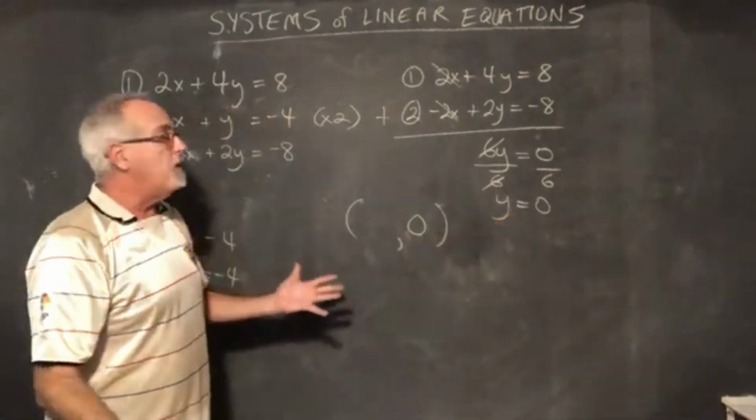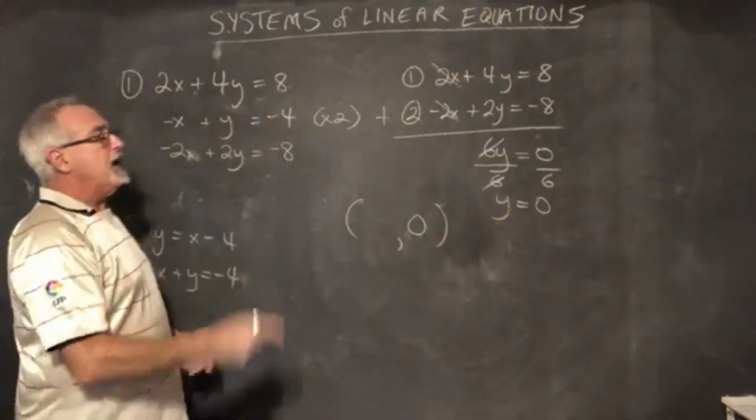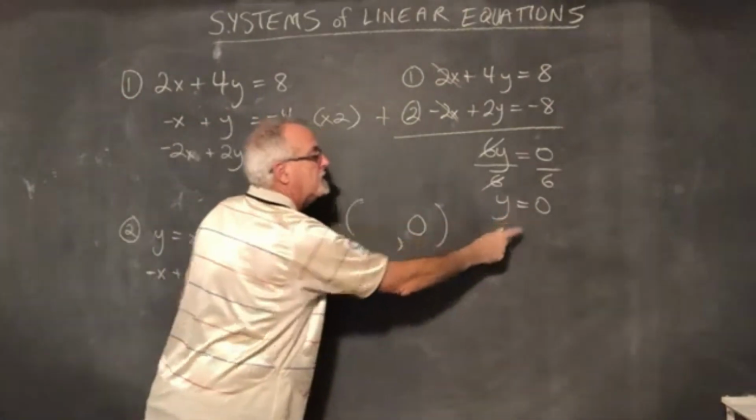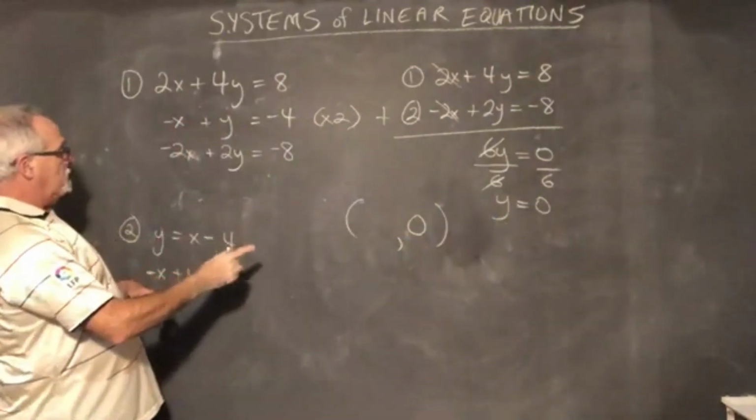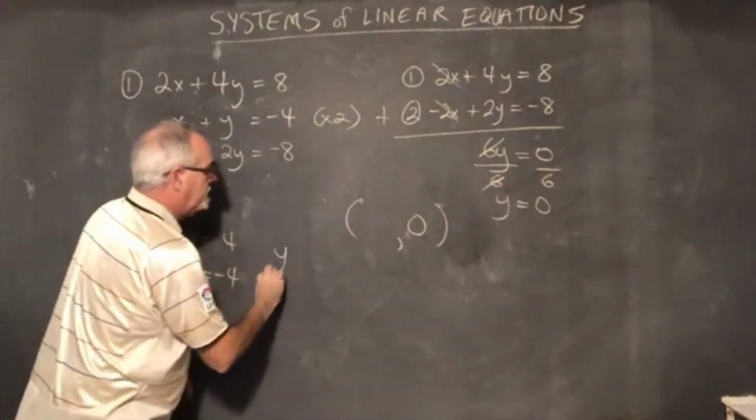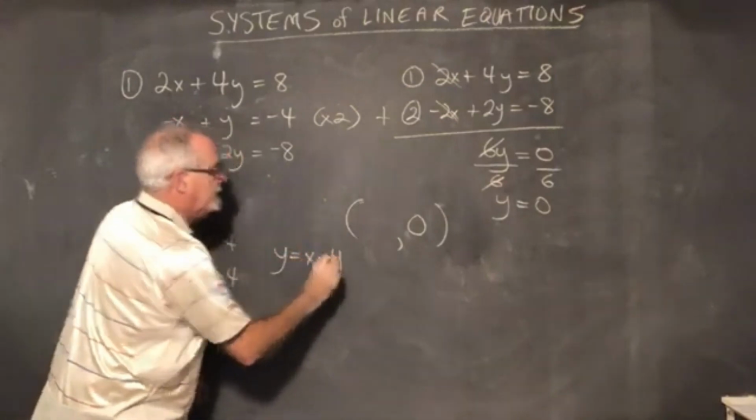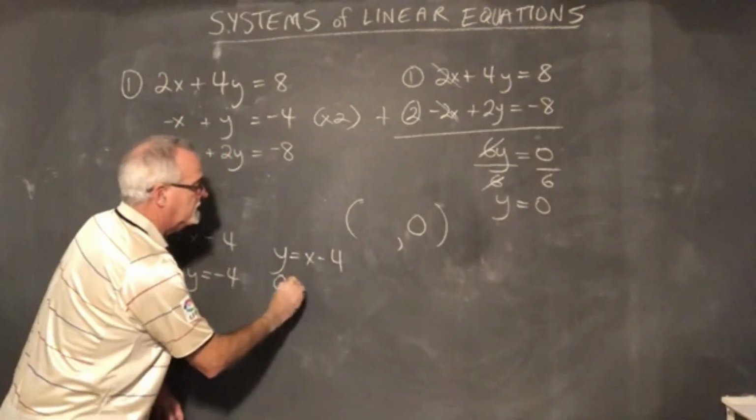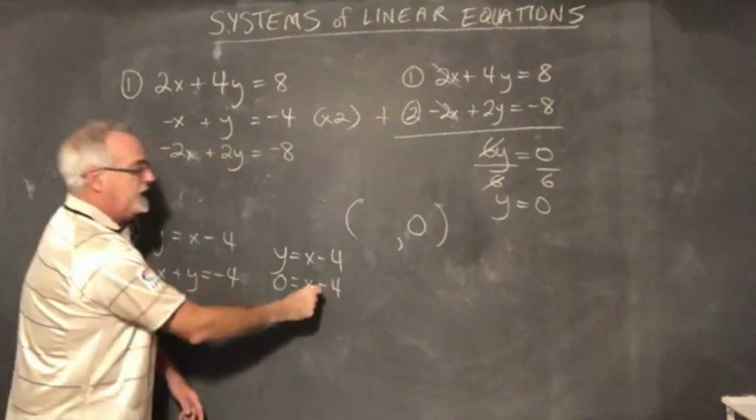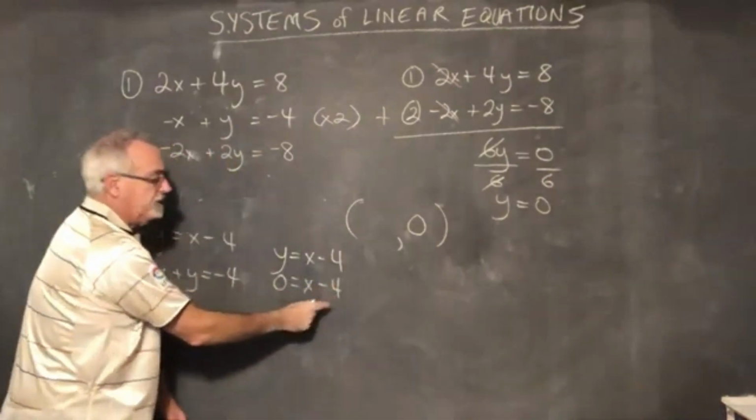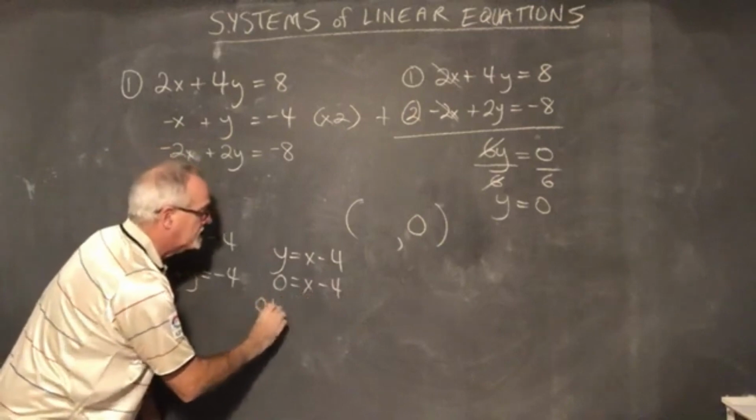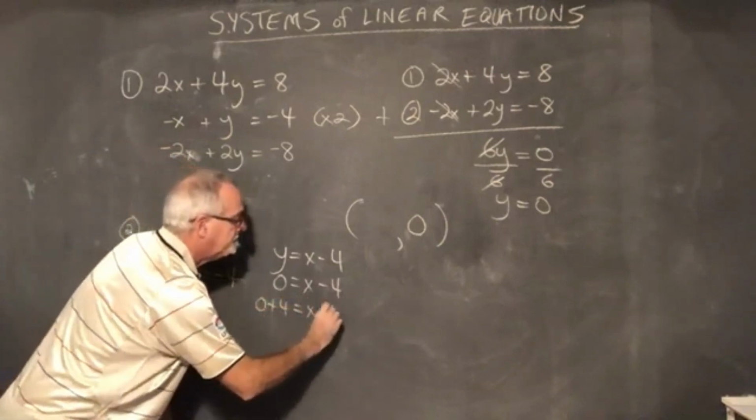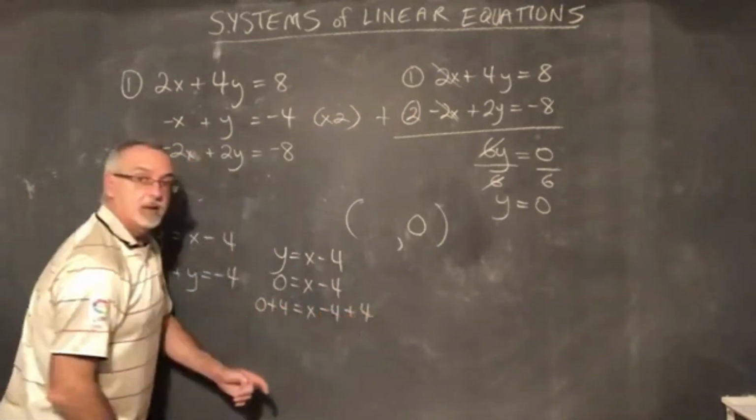So what do we do now? We want to know what x is equal to, and we'll find out by plugging y equals 0 into one of the equations, whichever equation we want. So I'm going to use the y equals x minus 4. If y is 0, I have 0 equals x minus 4. But I want to get this 4 over to the other side, so my x is isolated. So I am going to add a 4 to both sides, showing all the steps this time.